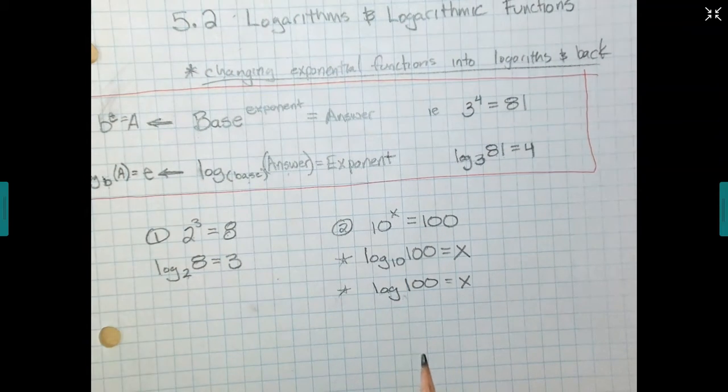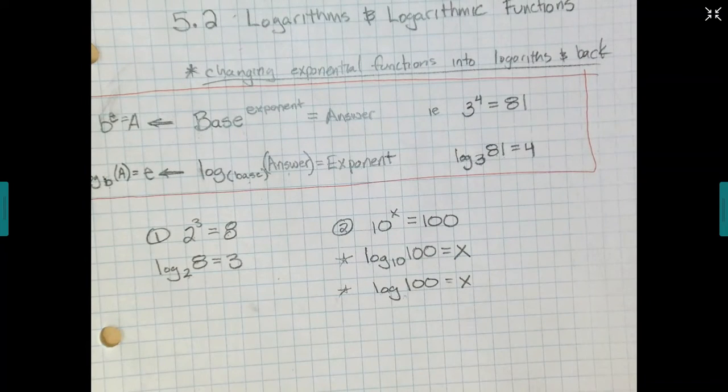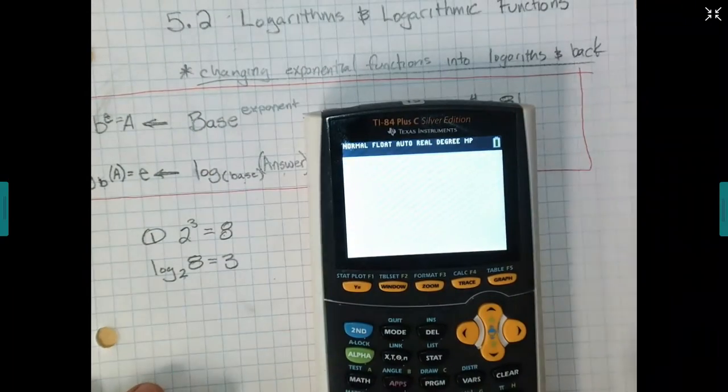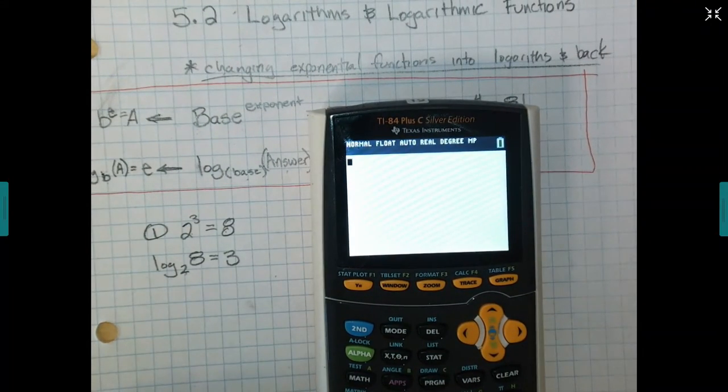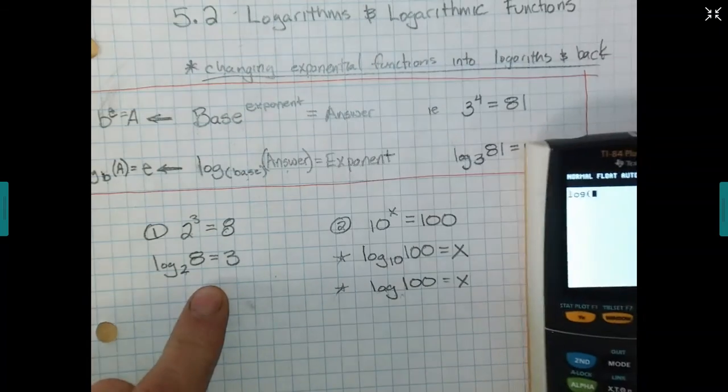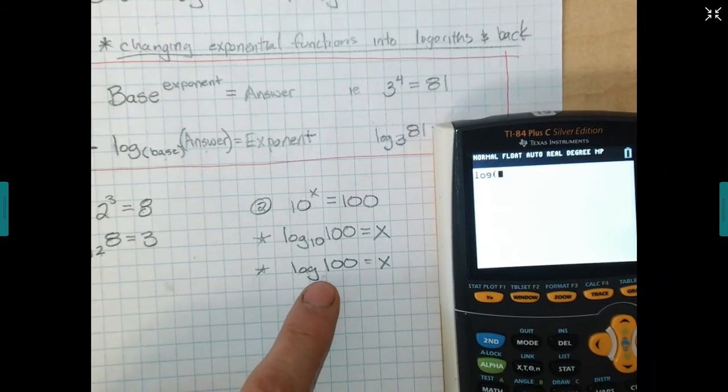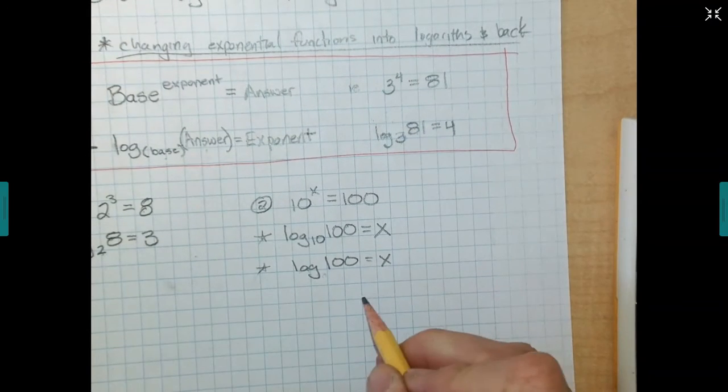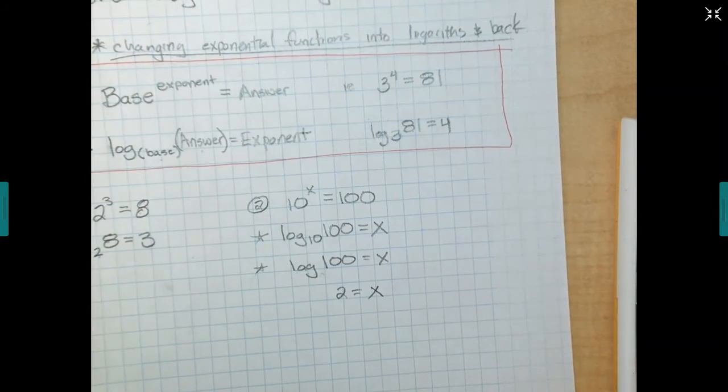So how do we solve this? Well, if we plug it into a calculator and we go log, we're doing base 10, so log 100 equals 2. So x equals 2.